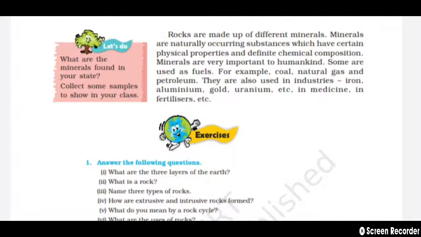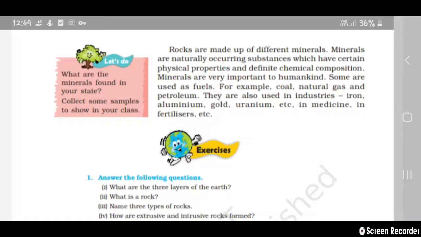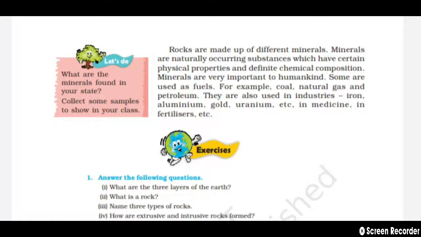Rocks are made up of different minerals. Minerals are naturally occurring substances which have certain physical properties and a definite chemical composition. Minerals are very important to humankind. Some are used as fuels, for example coal, natural gas and petroleum, and they are also used in industries.